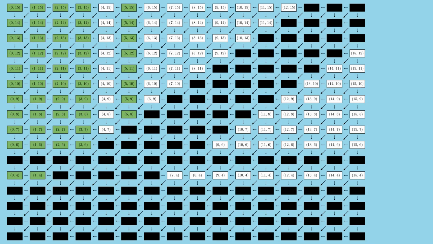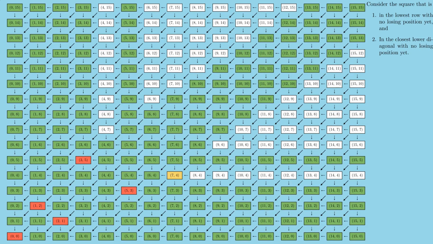And in fact, we claim that the next losing position is the one in the next unused row on the next unused diagonal. Let's state exactly what we claim. Consider the square that is, first, in the lowest row with no losing position yet, and second, in the closest lower diagonal with no losing position yet. We wish to prove that it is a losing position. To do so, there's a few things we need to show. We first claim the following. It is not yet green. This is true because it is not in the same row or diagonal as any other losing position by construction.